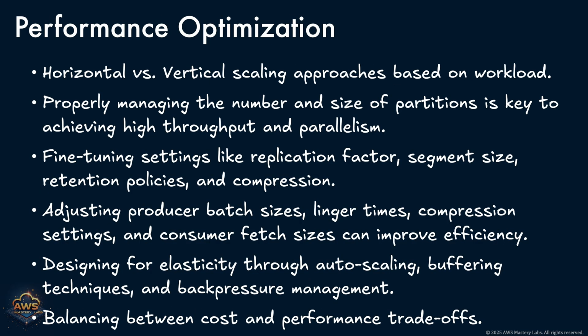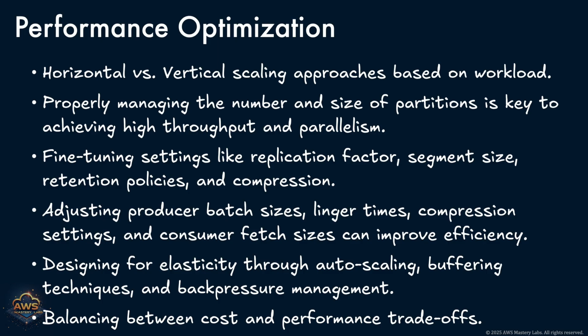Scaling and performance optimization are crucial aspects of running an efficient Amazon MSK deployment. Horizontal scaling involves adding more brokers or partitions to spread the workload across multiple resources. This improves parallelism and resilience, but can introduce complexity in partition management. Vertical scaling, on the other hand, focuses on upgrading the broker instance types to more powerful hardware, delivering better performance per node. Partition management plays a key role in maintaining optimal performance.